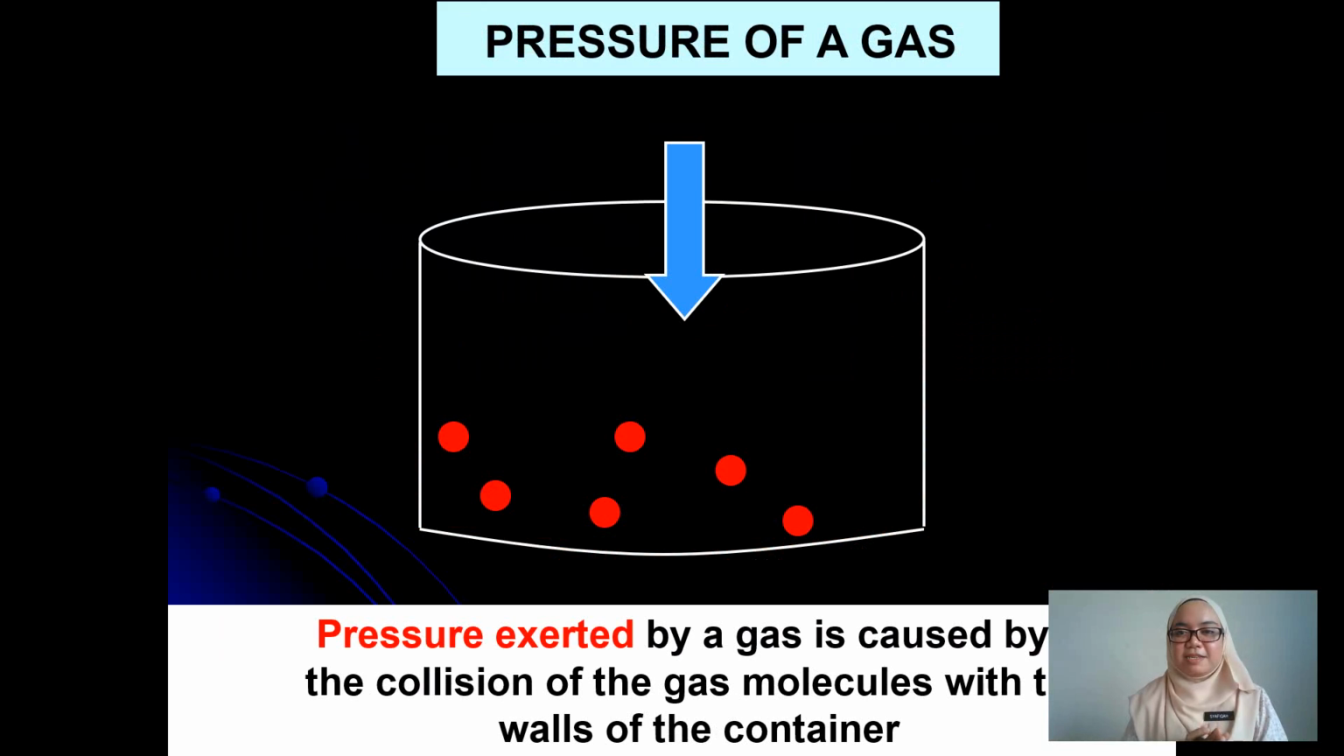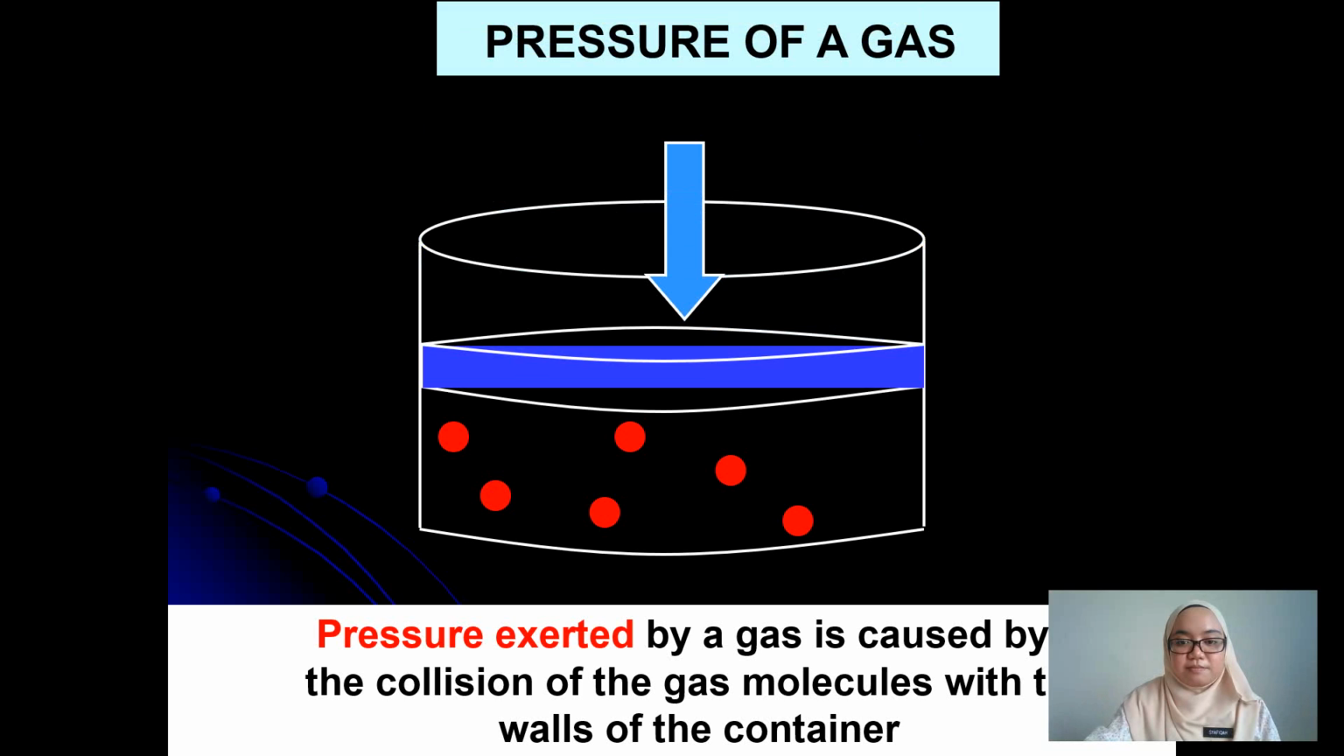A gas always has pressure when we put it inside a sealed container. The pressure exerted by a gas inside the container is usually caused by the collision of the gas molecules with the wall of the container. So that is how the pressure is exerted by a gas.